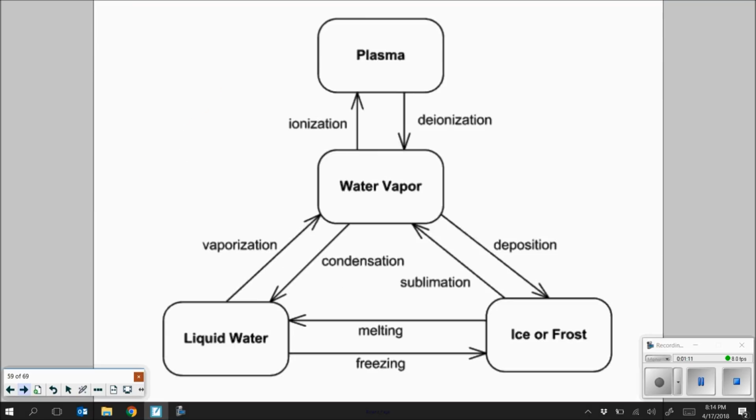So this is a handy diagram to look visually at all of the different phase change actions that we've got here. We'll primarily be sticking between water vapor, liquid water, and ice or frost for the following problems. But it is possible to change phases between water vapor and plasma.